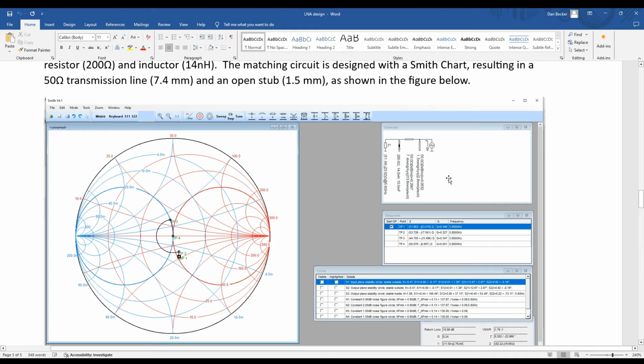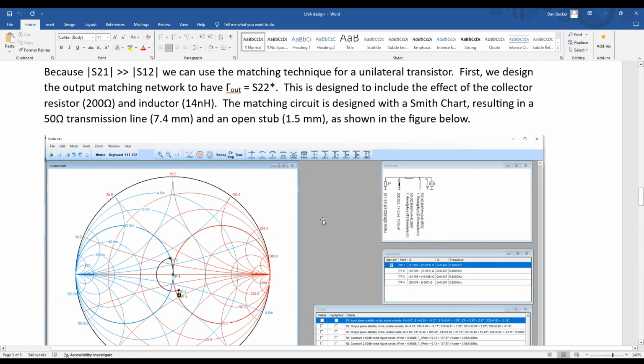You can see here that this first column that I'm showing represents the inductor and resistor attached to the collector. And that's going to affect the impedance. And then this is the transmission line and this open stub, which gives us the matching to 50 ohms. So this is used instead of the lumped elements.